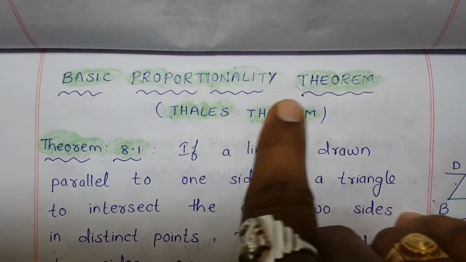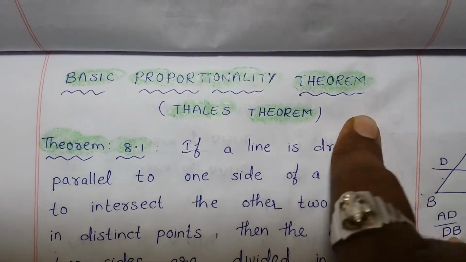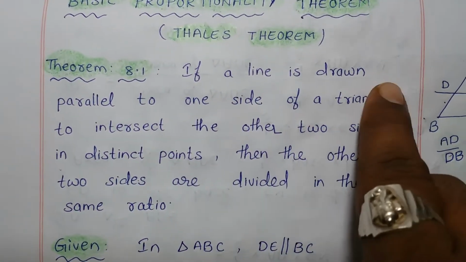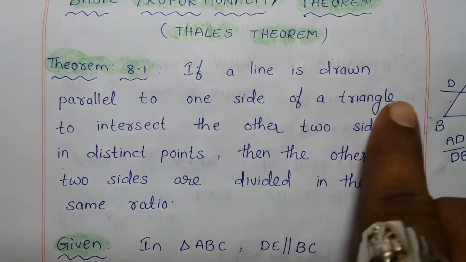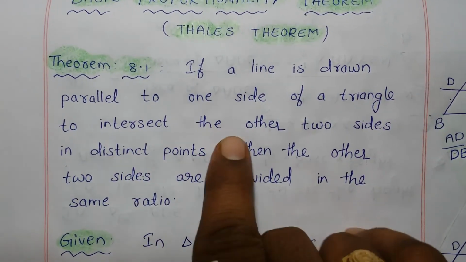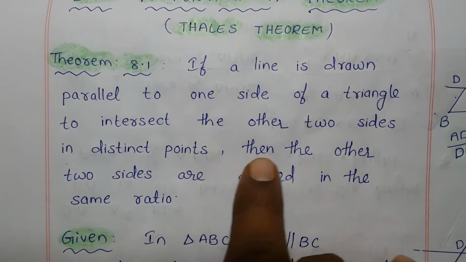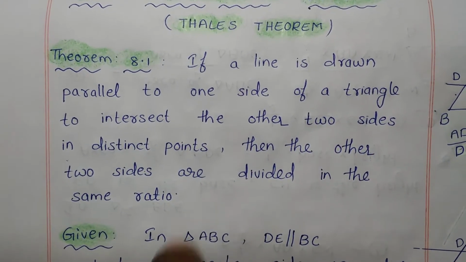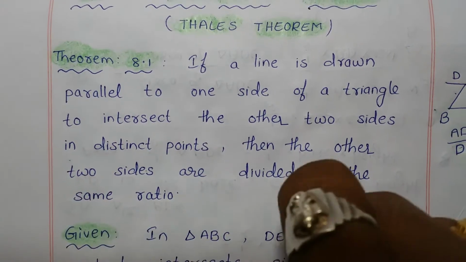Basic proportionality theorem or Thales theorem. Theorem number 8.1. If a line is drawn parallel to one side of a triangle to intersect the other two sides in distinct points, then the other two sides are divided in the same ratio. This is a theorem statement.